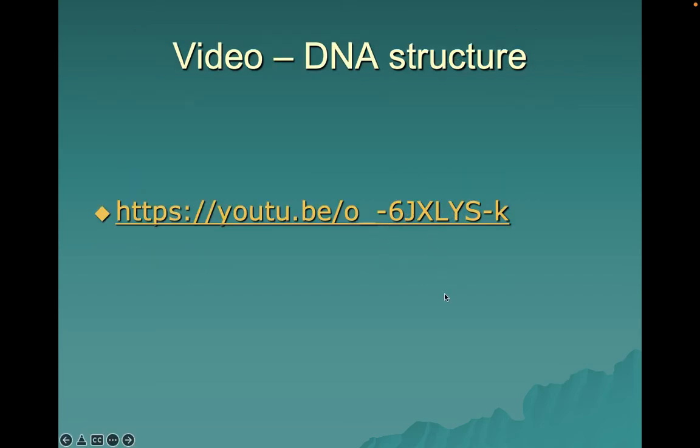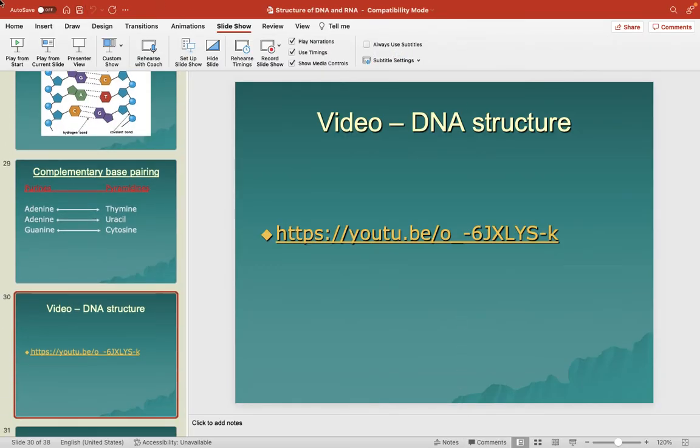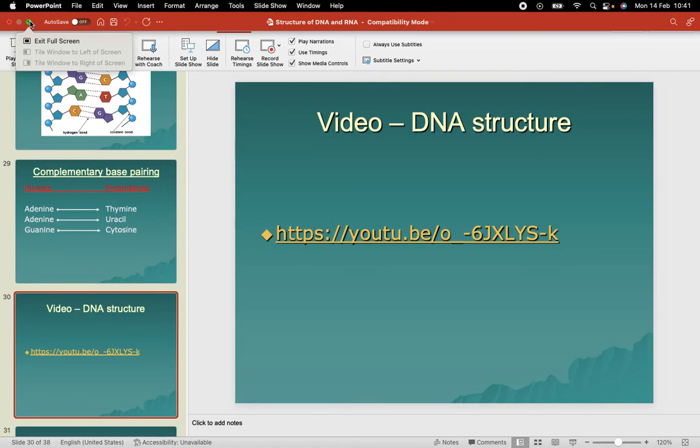And finally, we're going to have a look at a video which gives you the ability to visualize the structure of DNA in 3D.